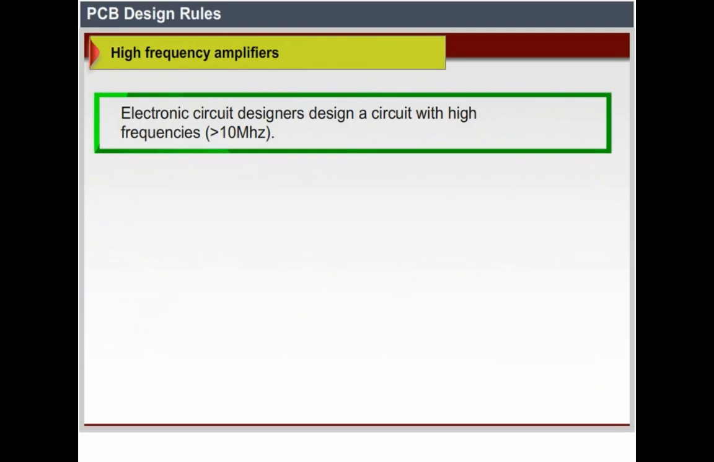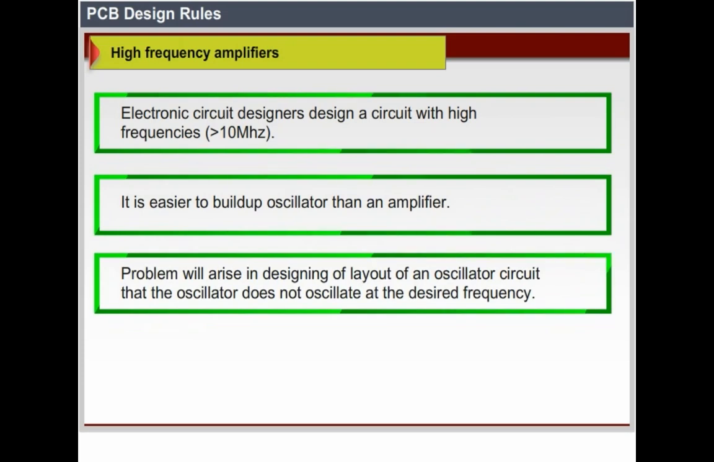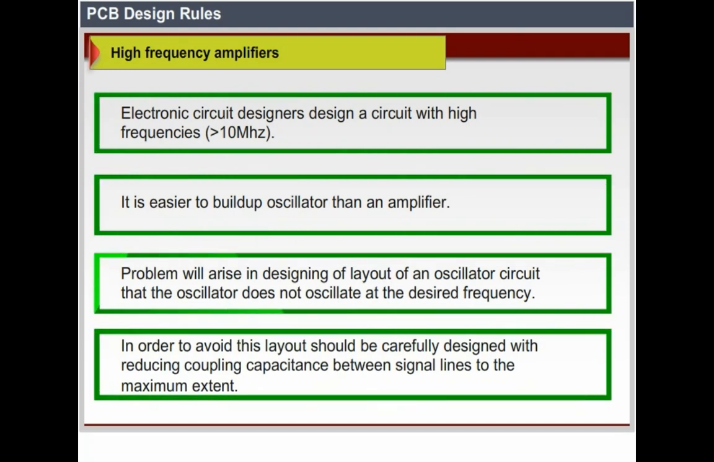Electronic circuit designers design a circuit with a high frequency, above 10 MHz. It is easier to build an oscillator than an amplifier. In designing the layout of an oscillator circuit, a problem will arise with the result that the oscillator does not oscillate at the desired frequency. To avoid this, the layout should be carefully designed, reducing coupling capacitance between signal lines to the maximum extent.